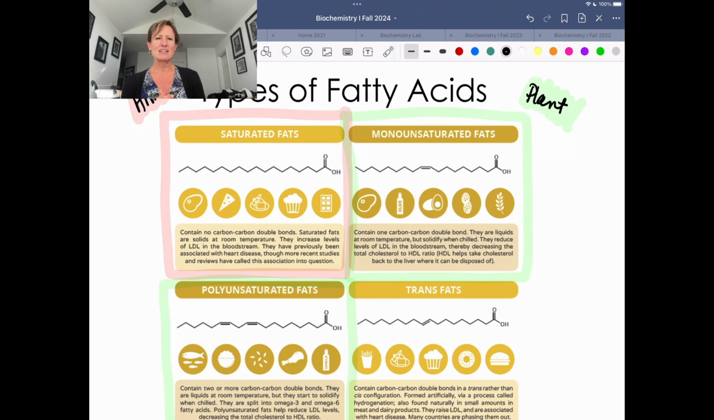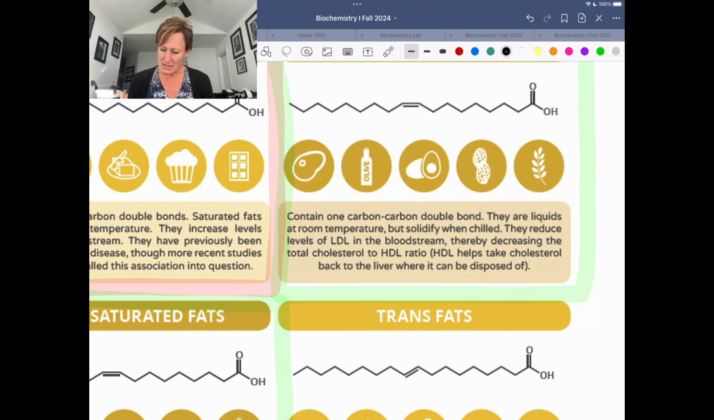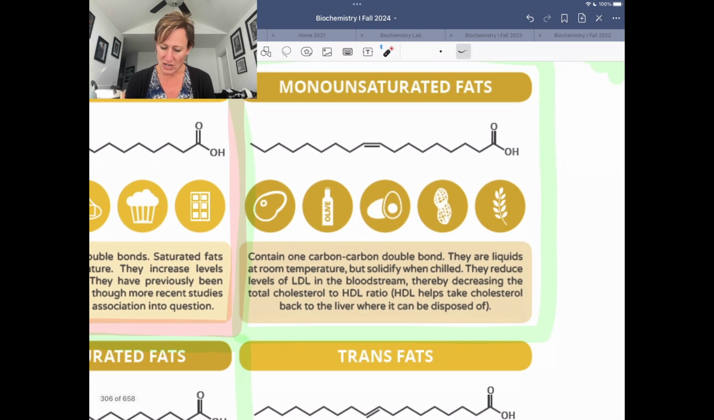And this is going to have some implications when we talk about where we get these commercially and so forth. So monounsaturated fats, again, zooming in here and talking a little bit about monounsaturated fats, right? Just a single double bond. They tend to be liquids at room temperature, right? That kink decreases intermolecular forces and allows for a lower melting point so that they can be liquids at room temperature, but tend to solidify when chilled.